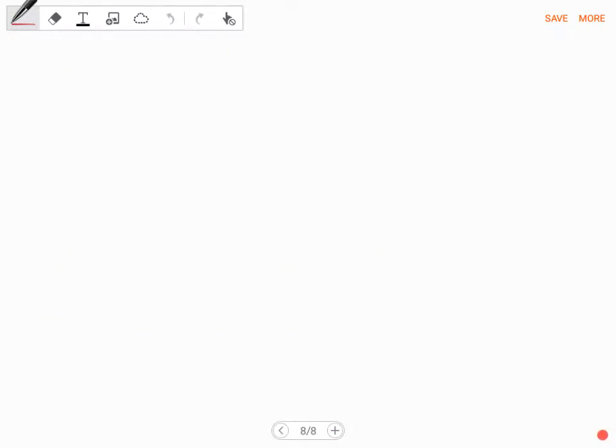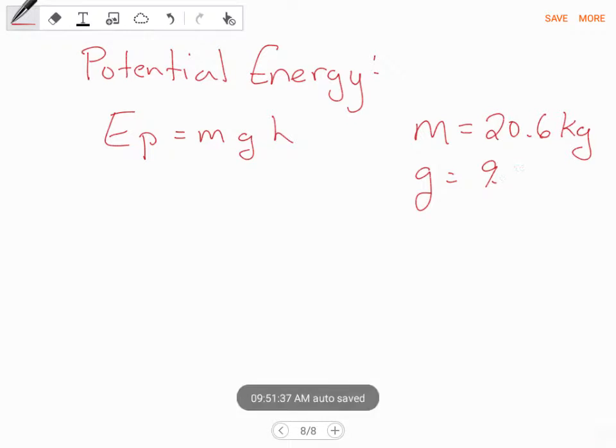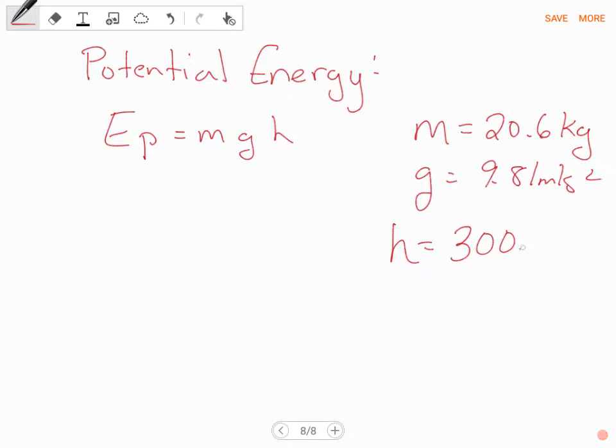If we look here, let's pretend you have, here's another formula that you'll come across. It's called potential energy. Again, I don't want to confuse you with content right now, but I want to use this example. So potential energy, as you will learn, is mass times gravity times height. Let's pretend the mass that we're given is 20.6 kilograms, and gravity is 9.81 meters per second squared, and let's say the height is 300.5 meters.